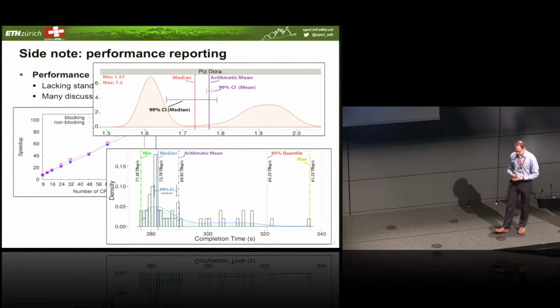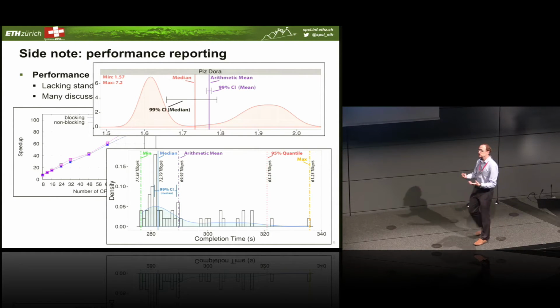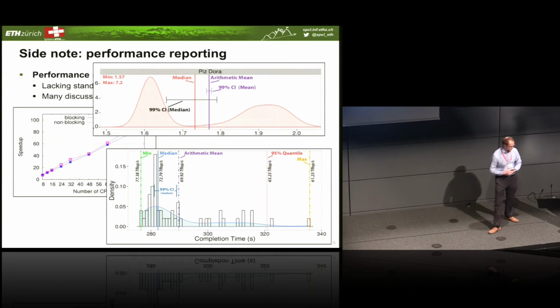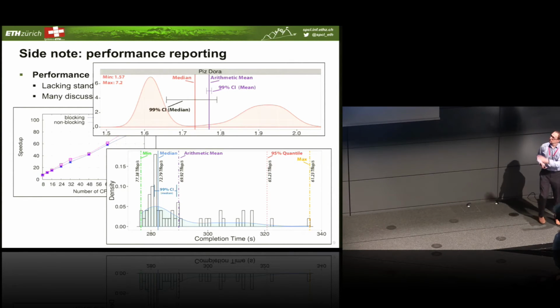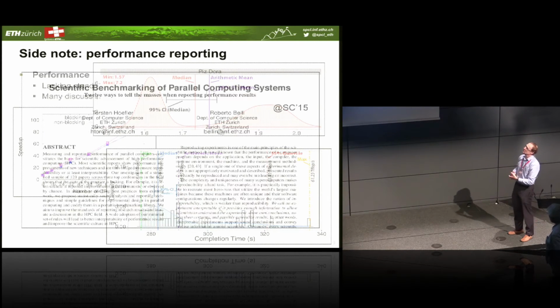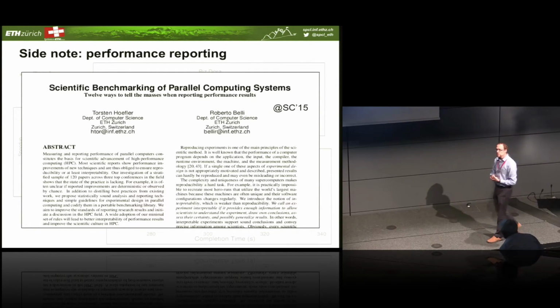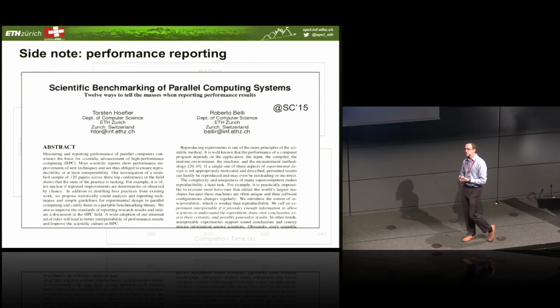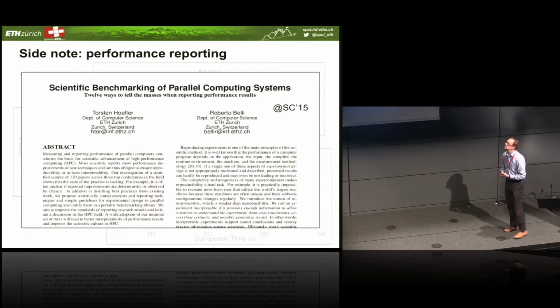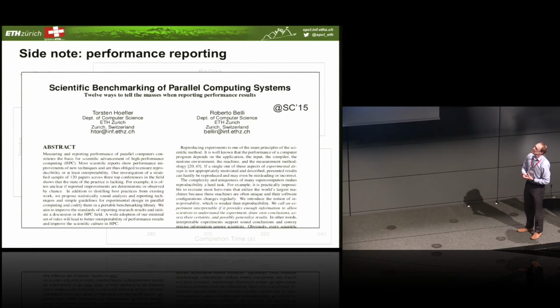This is something that we generally observe, that we should try to push the community to have better performance reporting discipline. And here I want to have a shameless plug a little bit. We wrote a paper about this at SC15, where we propose better performance reporting rules for improving the quality of papers.